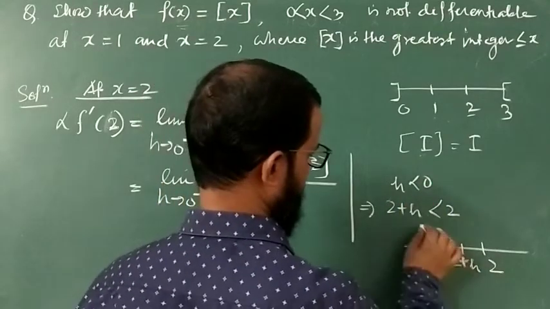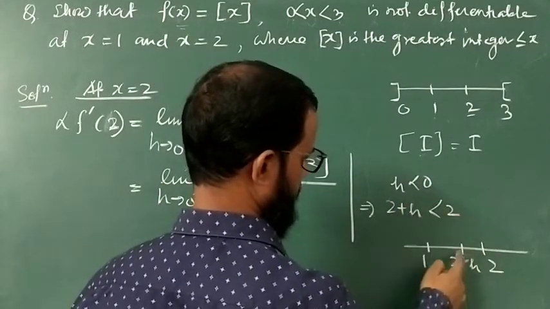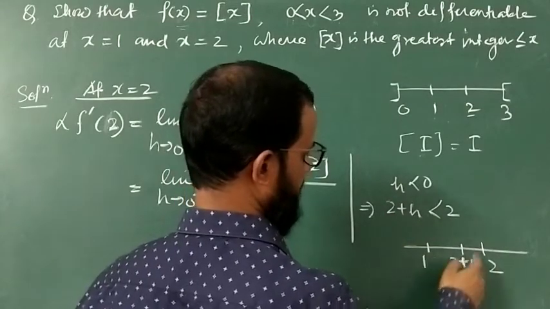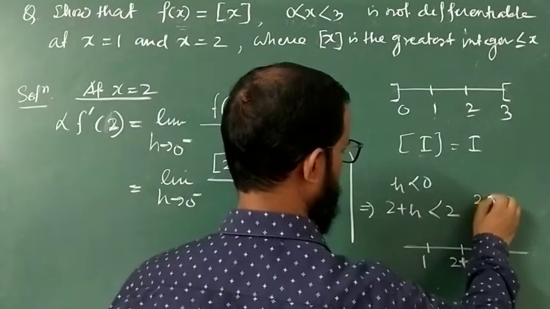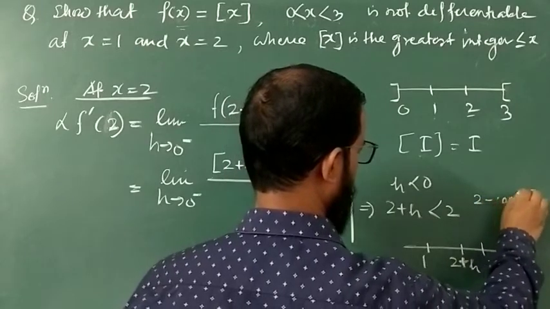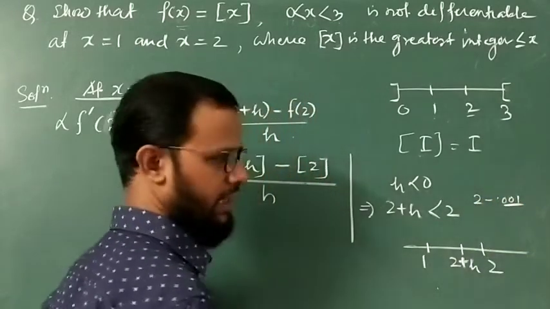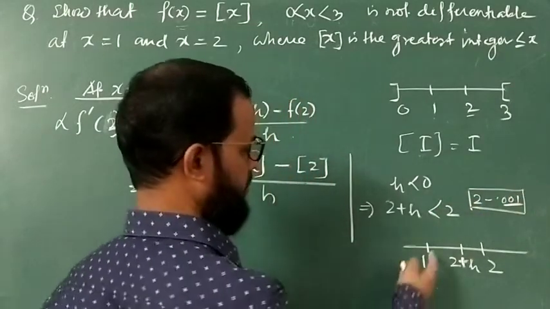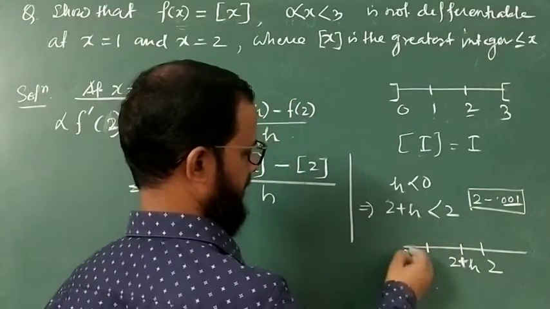And that's why 2 plus h is less than 2 but greater than what? 1. Greater than 1 means what? We are subtracting, like suppose 2 is there, 2 minus 0.001. If this is your h, then this quantity cannot be less than what? 1. So it cannot cross 1 and come to the left.